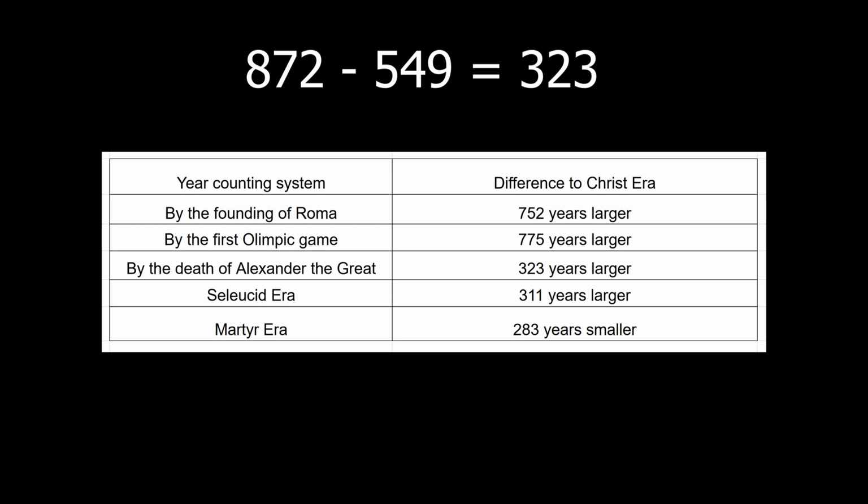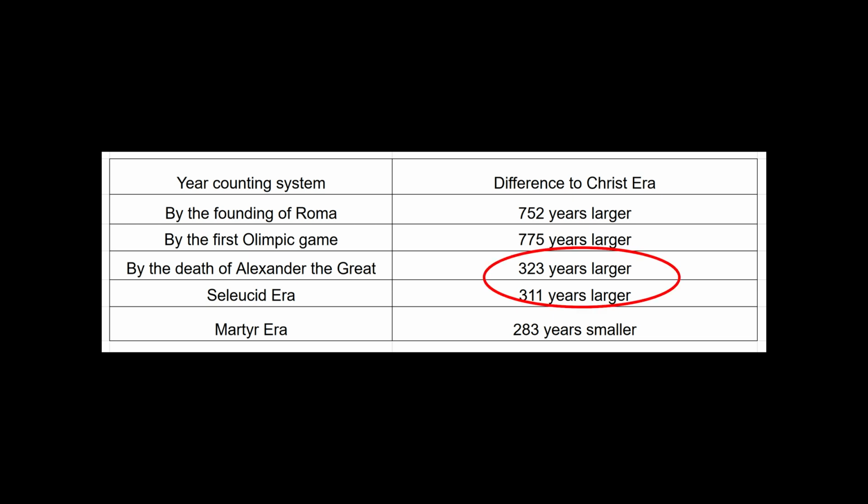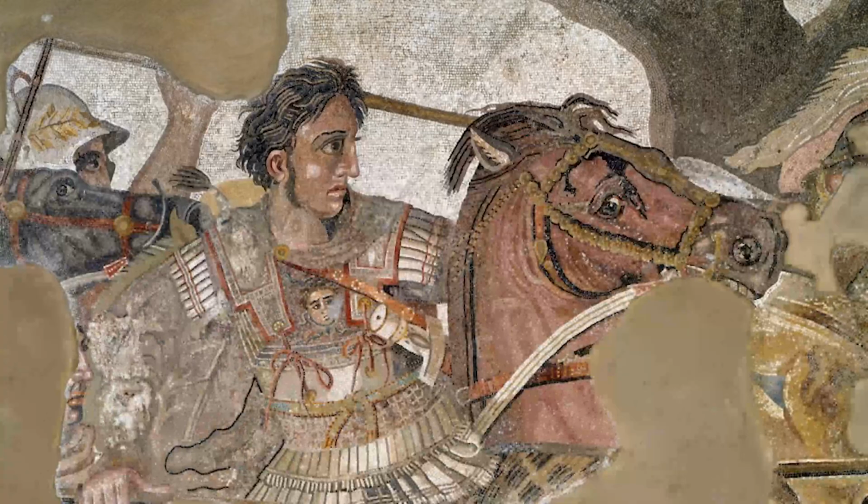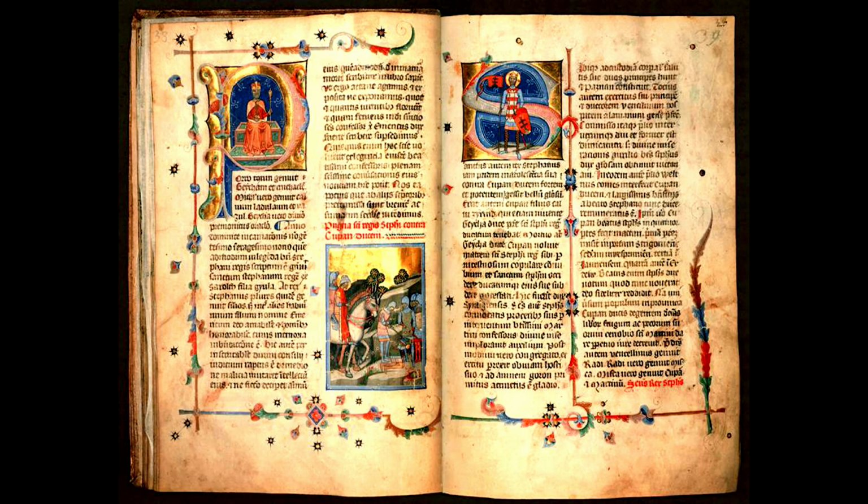If you look at it, you can see that the era which counts the years from the death of Alexander the Great produces dates 323 years larger than those of the Christ era for the same event. Therefore, we can assume that the dates used by Simon Kézai in the Gesta Hungarorum are probably meant to be understood by the Alexander era. That's all I wanted to say about the Chronicum Pictum.